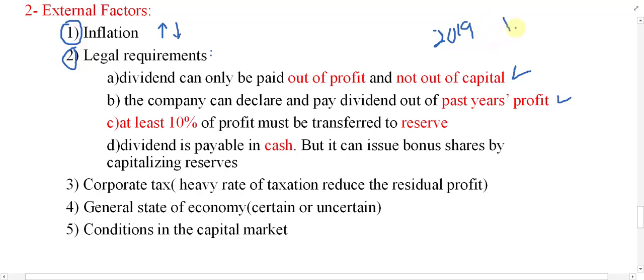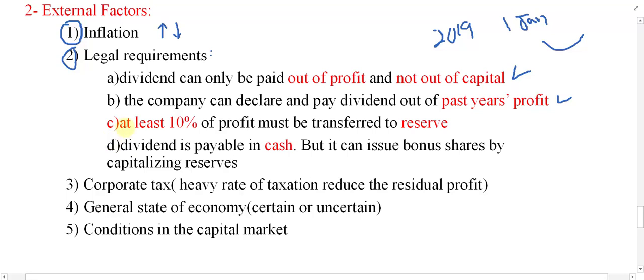Let us say, for example, on 1st January 2020, we decide about the dividend. So that is why it became past year, right? After passing 1 day or 2 days, it became past year, right? So that is why when we say it should be out of the profit of the past year, it means out of 2019. Profit of 2019 is paid as a dividend in 2020. Profit of 2020 will be paid in 2021. That is why there is a 1 year gap.